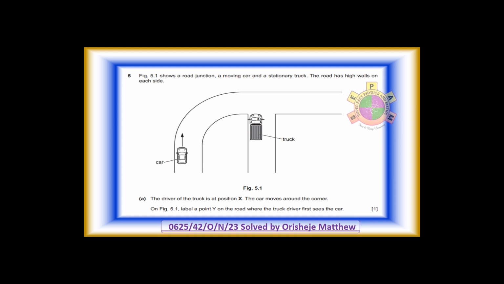Question 5. Figure 5.1 shows a road junction, a moving car and a stationary truck. The road has high walls on each side. A. The driver of the truck is at position X. The car moves around the corner. On Figure 5.1, label a point Y on the road where the truck driver first sees the car. The driver of the truck at position X will see the car as soon as the car crosses the red line of his sight directed to the left-hand side of the junction.